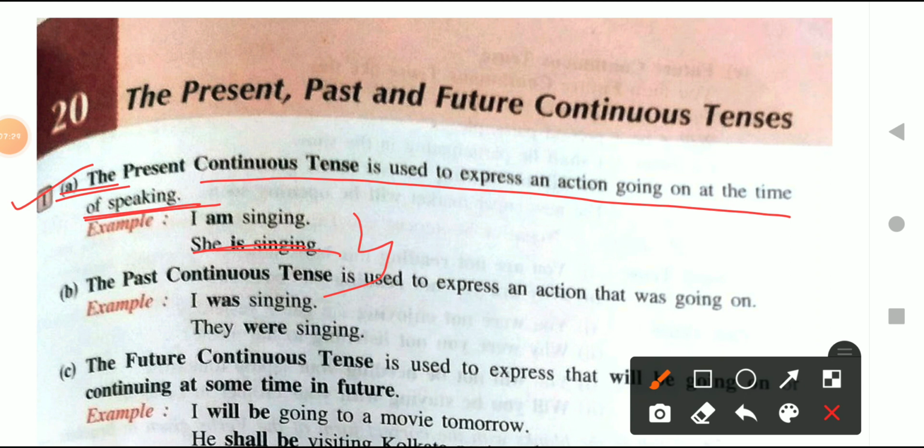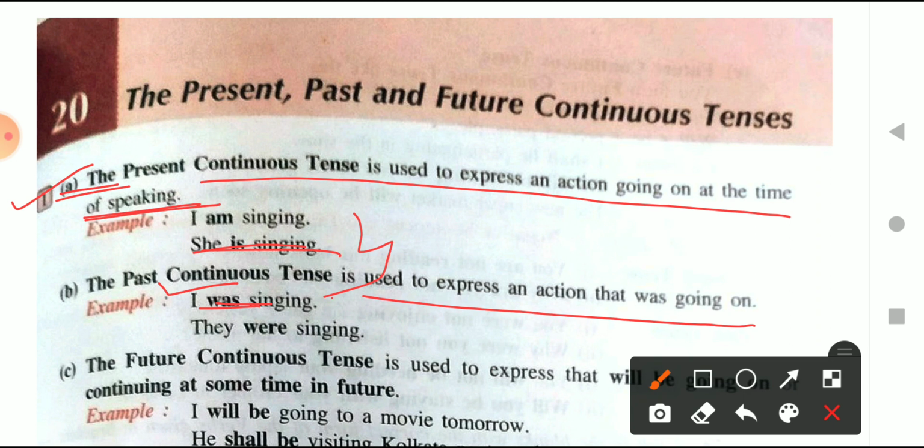Moving on, now we have past continuous tense. Past continuous tense is used to express an action that was going on a moment ago. It is a continuous action which happened just in the past. So let's see an example here. I was singing. I was singing means, as you know, singing is a continuous action. So "I was" is representing what? That the singing had already been completed, right?